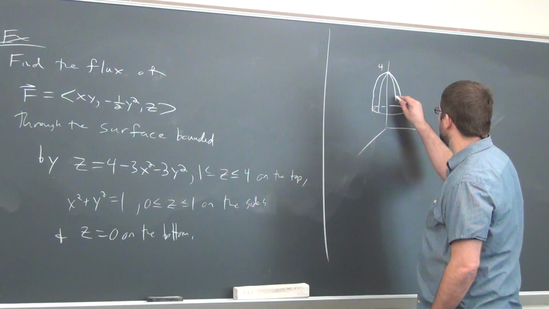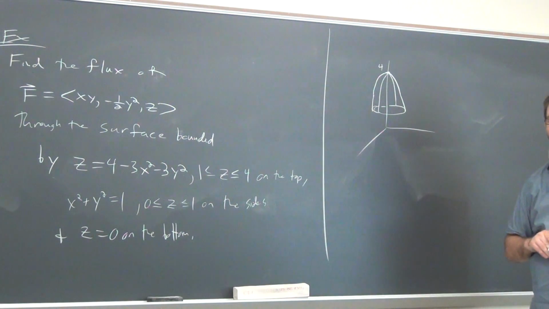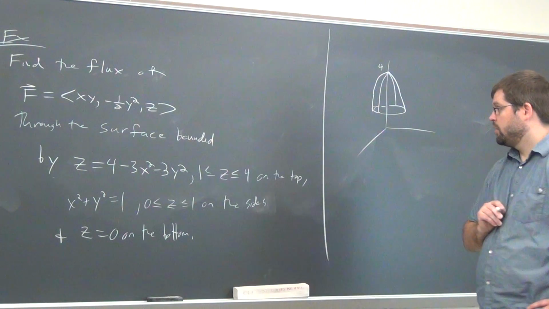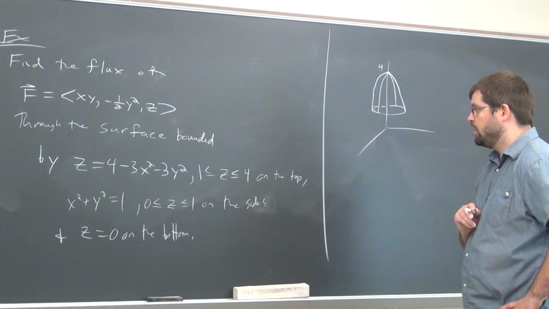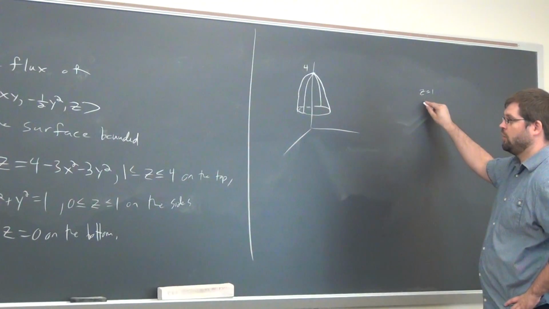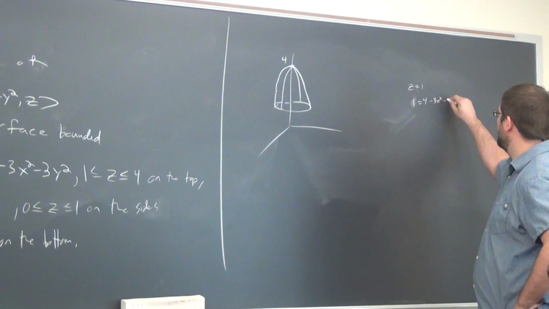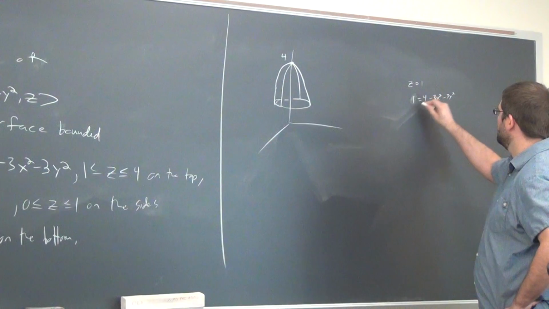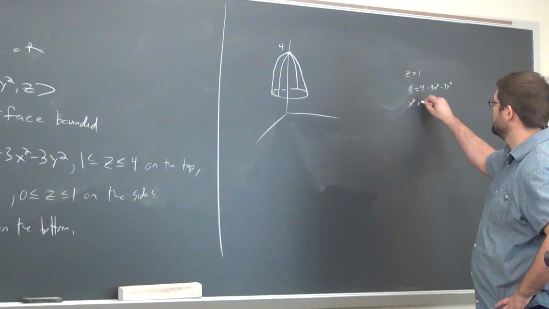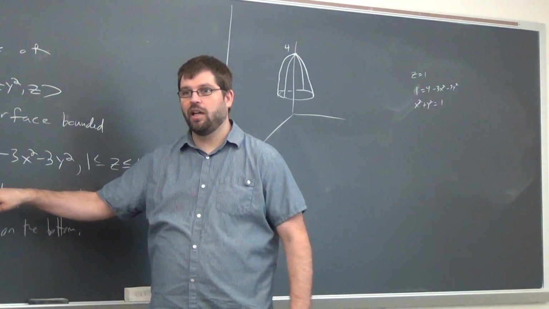So we got this guy dropping down. So something more or less like that on the top. So I think our region looks okay. And then let me point out real quickly, z equals 1. You get 1 equals 4 minus 3x squared minus 3y squared. That's x squared plus y squared is 1, right? So these two match up nicely at that height.